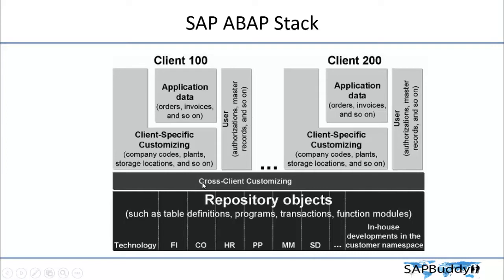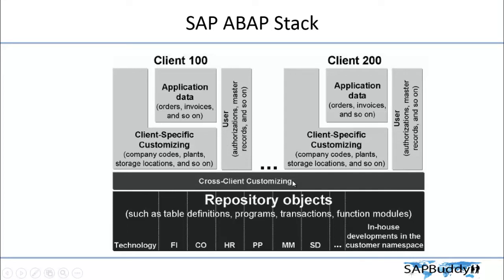Then let's come to cross-client customizing. What is cross-client customizing? The customizing is generally done by the functional team. For example, when you install a fresh SAP system, of course, you need to configure the system. The configuration, we call this customizing: creating company codes, creating plants, creating cost centers, profit centers. These are all called customizing data. This is specific to client. Then we have cross-client customizing.